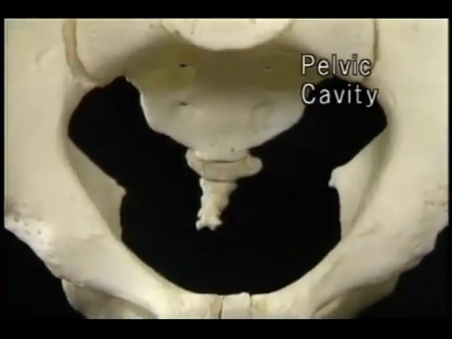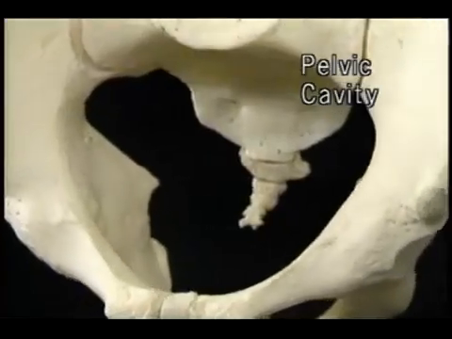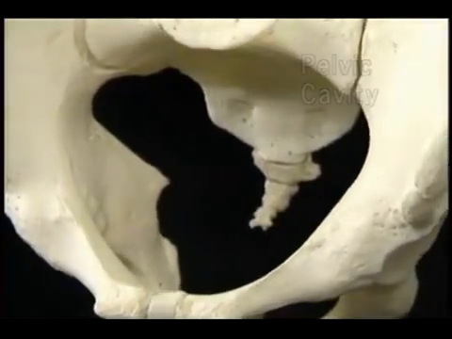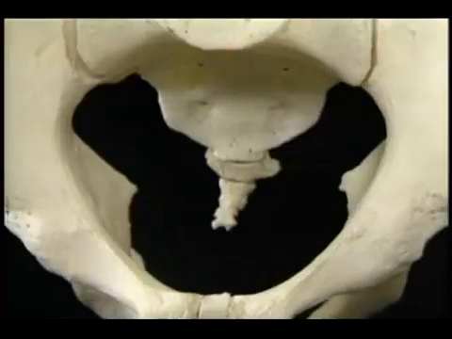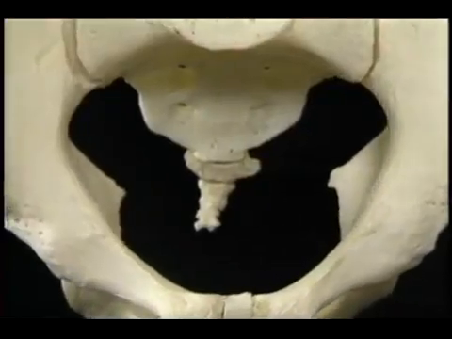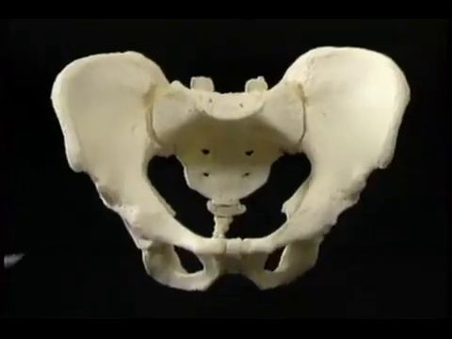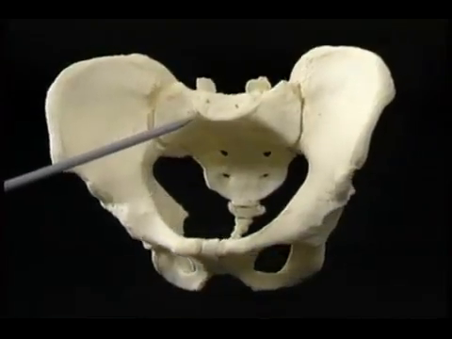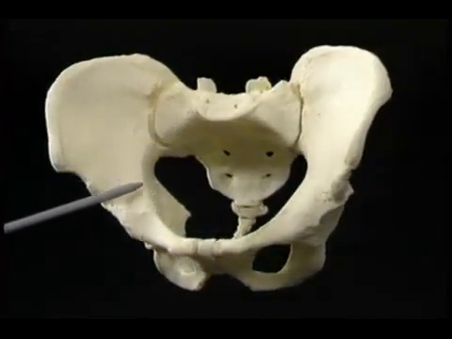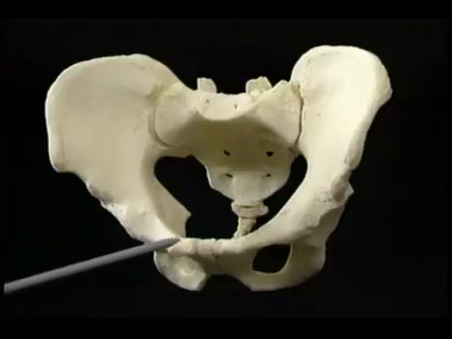This is the pelvic cavity. It's the deep and narrow space that's enclosed by the sacrum, the lower parts of the hip bones, and by ligaments and muscles that we'll see in the next section. The pelvic cavity is continuous with the abdominal cavity here, at the pelvic brim, which we'll return to in a minute.